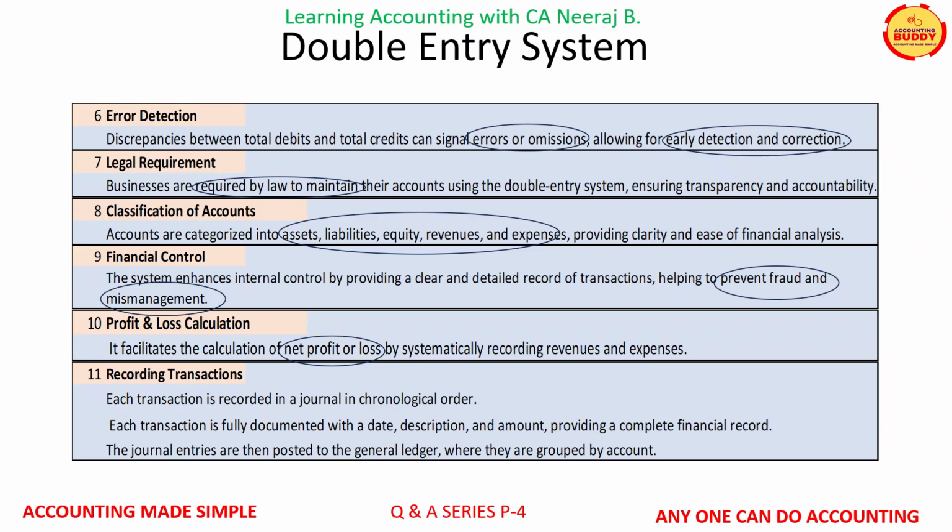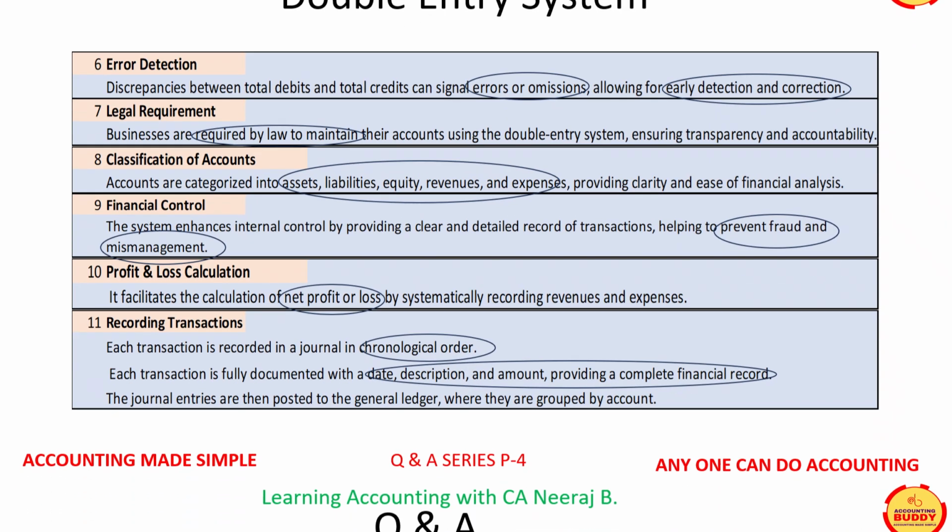Double entry system ensures the systematic recording of financial transactions. Each transaction is fully documented with a date, description, amount, providing the complete financial record. The journal entries are then posted to the journal ledger where they are grouped by accounts.